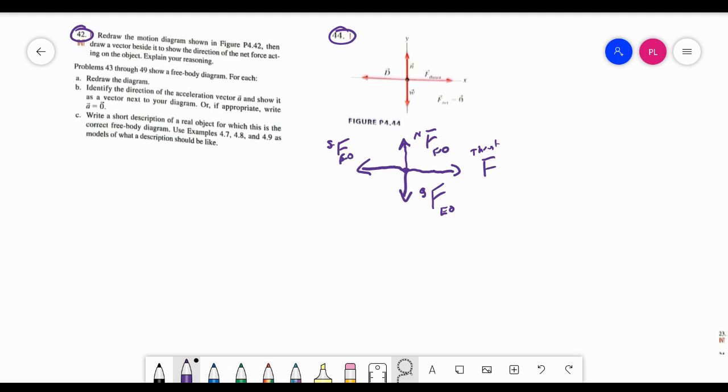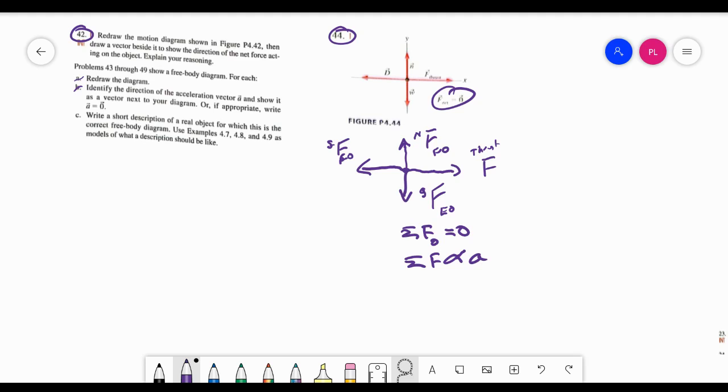So kind of redrawing that free body diagram here, and then they tell us there that the sum of the forces on the object are 0. So we've got the diagram drawn. Identify the direction of the acceleration vector and show it. Well, total force is 0. Remember that the sum of all forces is proportional to acceleration. That's the little proportional to symbol, Greek alpha.